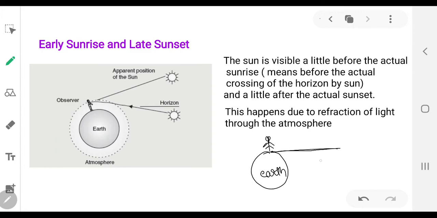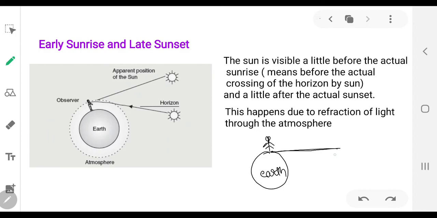In the same way, when the sun comes above the horizon, only then can we see the sun. That is called the sunrise. When we say the sun is rising, it comes above the horizon. But due to refraction, we are able to see the sun before he crosses the horizon, before the actual crossing of the horizon by the sun.